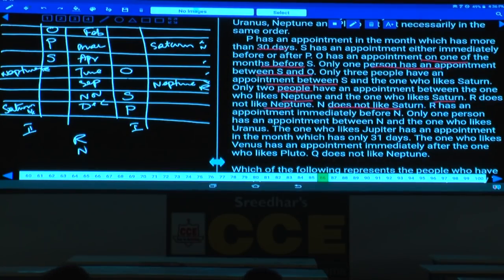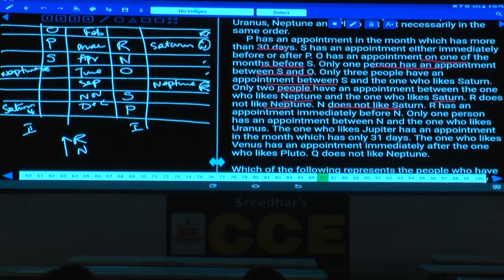R is immediately before N, hence these two must be adjacent to each other. R cannot be at this place, N cannot be at this place. As N cannot be here, R cannot be here, isn't it? Then what is the only possibility left over here? R and N must be here, isn't it?